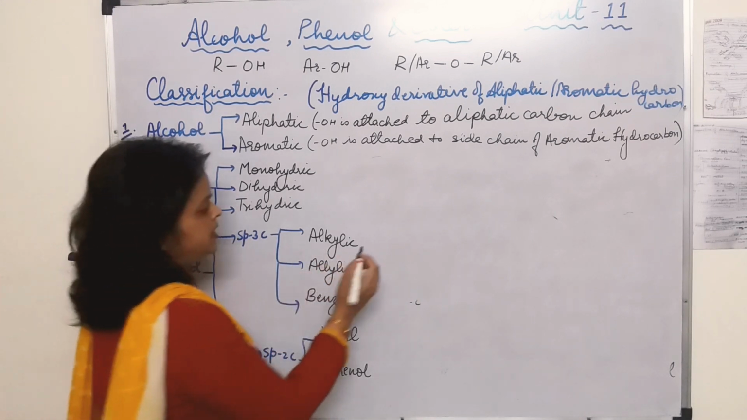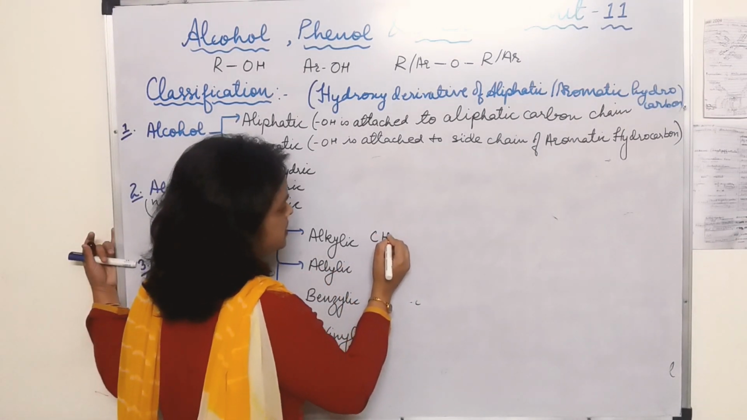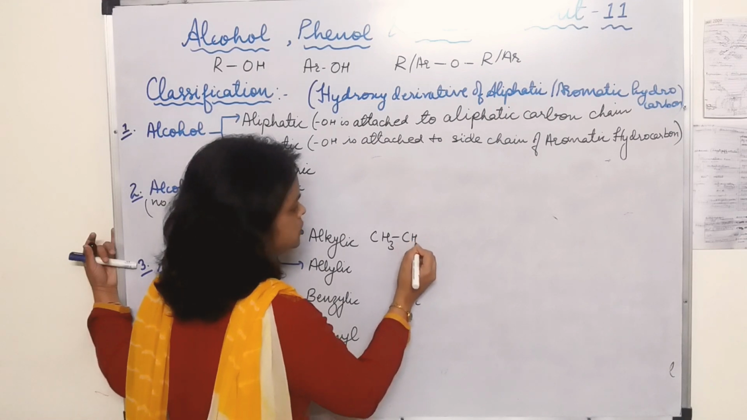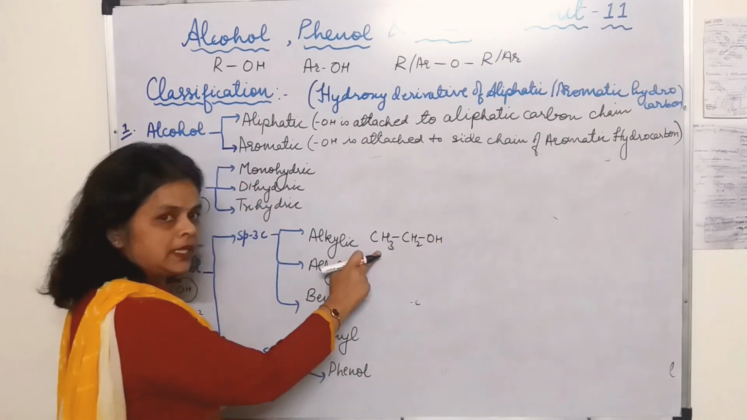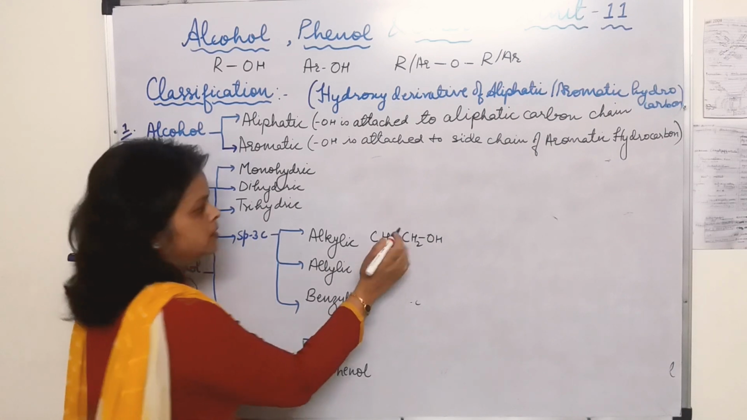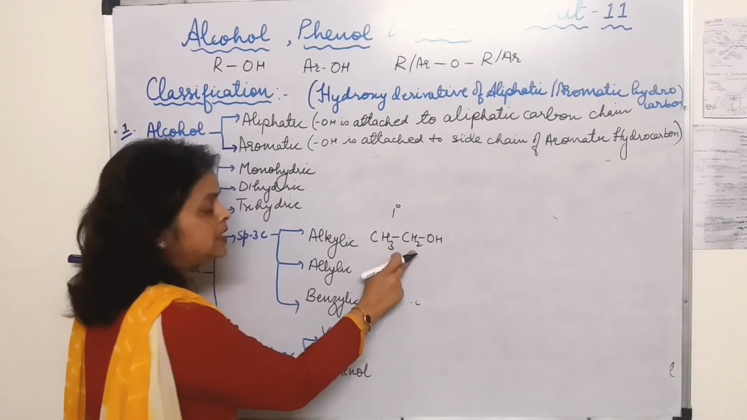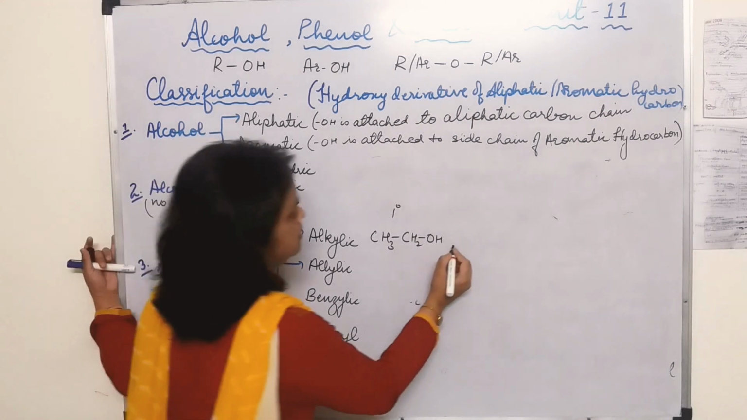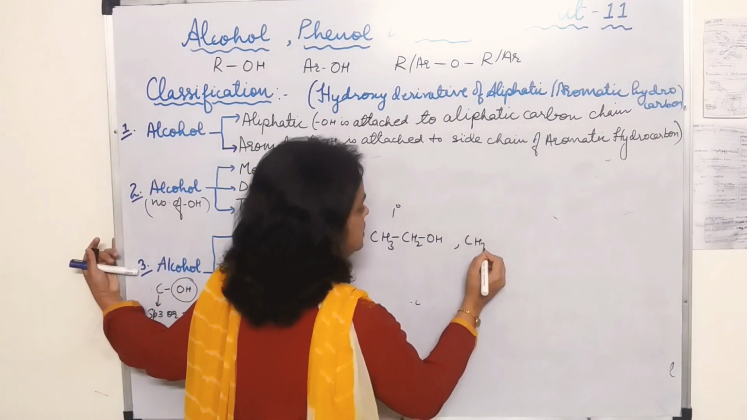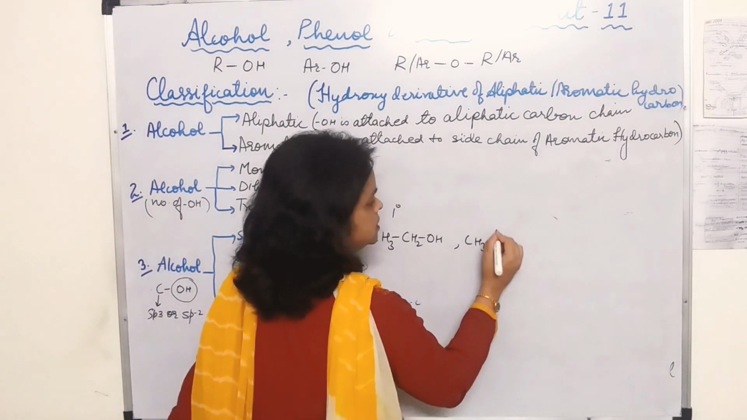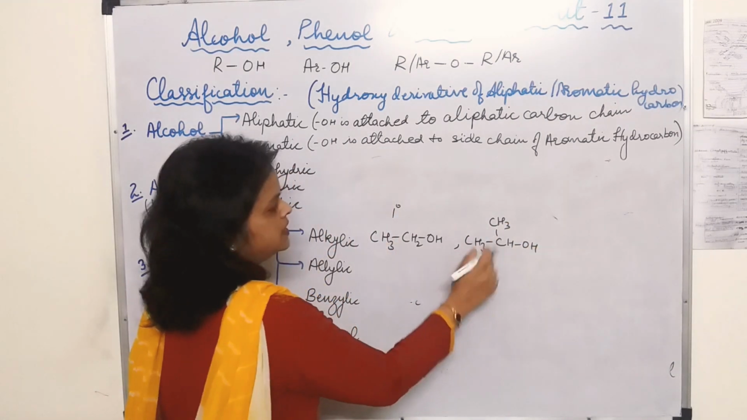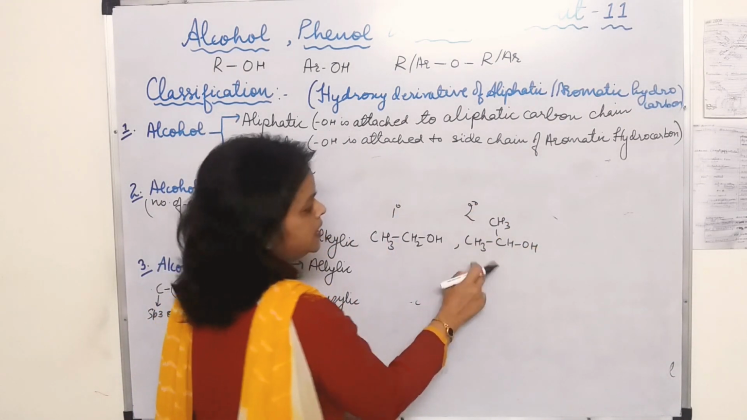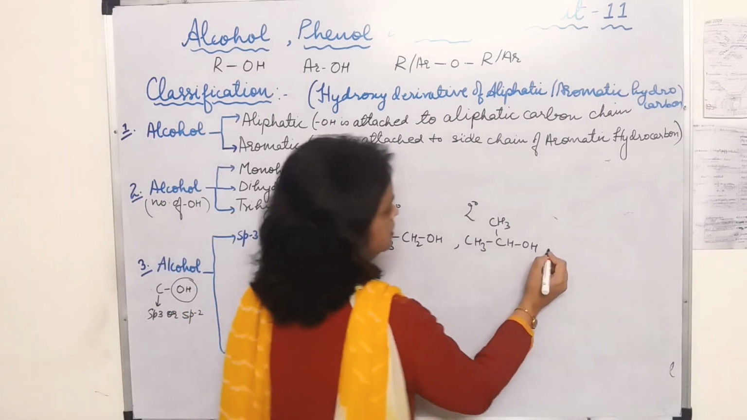Alkylic, first I am writing 1 degree, CH3CH2OH. This OH is attached to an alkyl group and that to a 1 degree carbon. So this is an example of a 1 degree alkylic alcohol. CH3CHOHCH3. Now this is an example of a 2 degree alkylic alcohol.